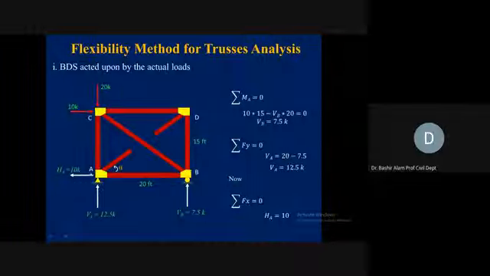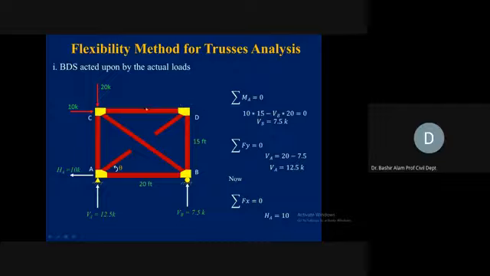Now taking summation of moment about point A equal to 0, we have 10 times 15 minus VB times 20 equals 0. So VB comes to 7.5, and VA from the summation of Fy becomes 12.5. Support reactions are found. Now how do we analyze the members? Very easily we can do this. If we take joint D, we can find out member CD and member BD forces very quickly. At this joint, no external loads are applied, no vertical and no horizontal.